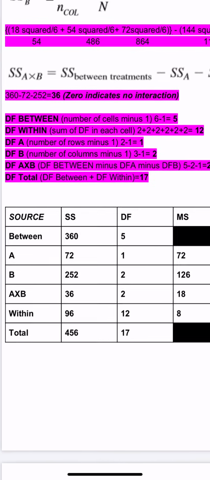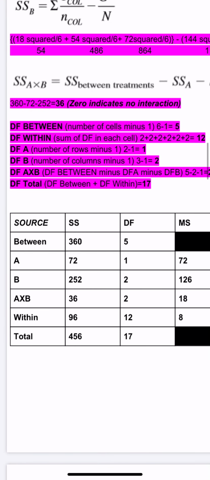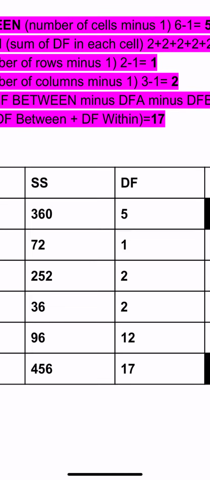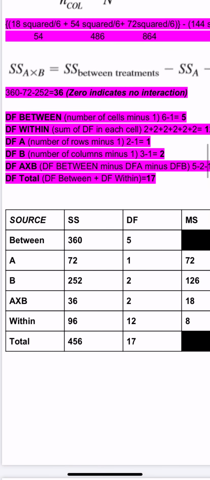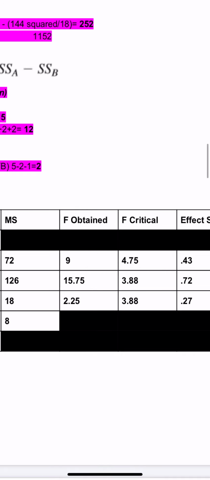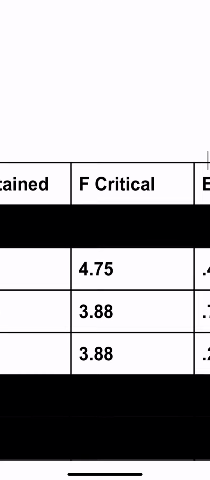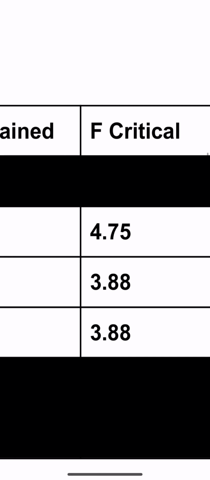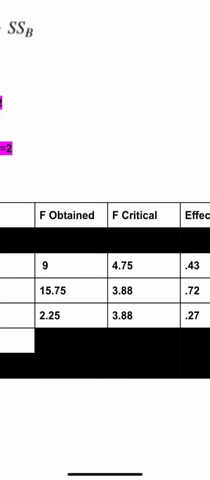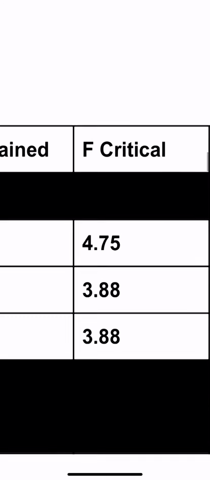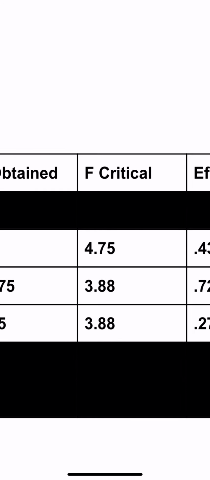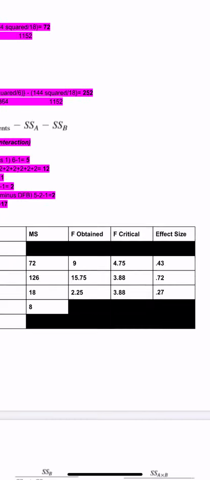So the degrees of freedom of source A is 1 and 12. The degrees of freedom of source B is 2 and 12. And the degrees of freedom of source interaction, or A by B, is 2 and 12. So now you just have to go to the F table, and you have to get the critical values for those 3 sets of degrees of freedom, right? B and interaction were the same, and if you go, you'll get 3.88 for both because they're the same. And then for source A, you'll get 4.75.